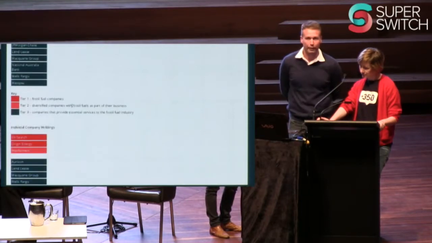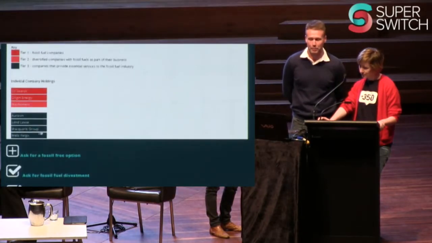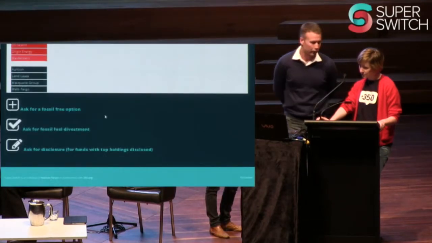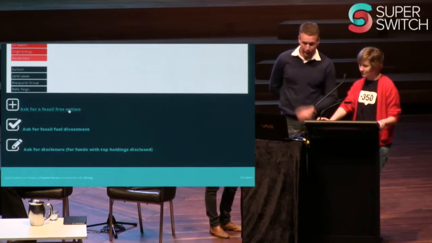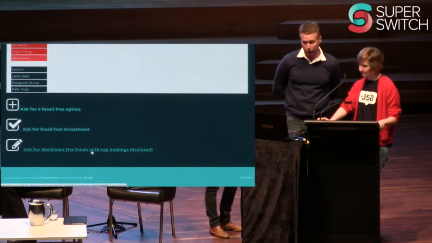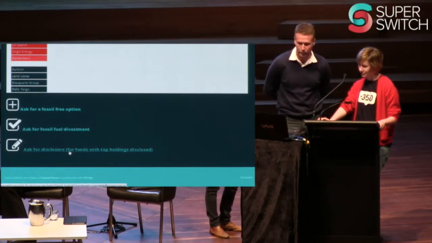Hopefully those of you watching online are playing along at home and a few steps ahead. But then once you get down to the bottom, you've got different options that you can take. You can ask Vic Super to come up with a fossil-free option. You can ask for fossil fuel divestment, and you can ask for disclosure. They've only disclosed their top holdings, so you can ask them to disclose. Why don't we try that one?